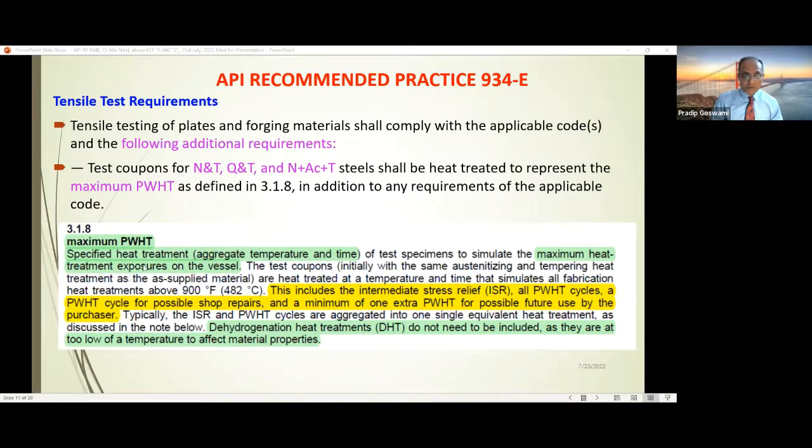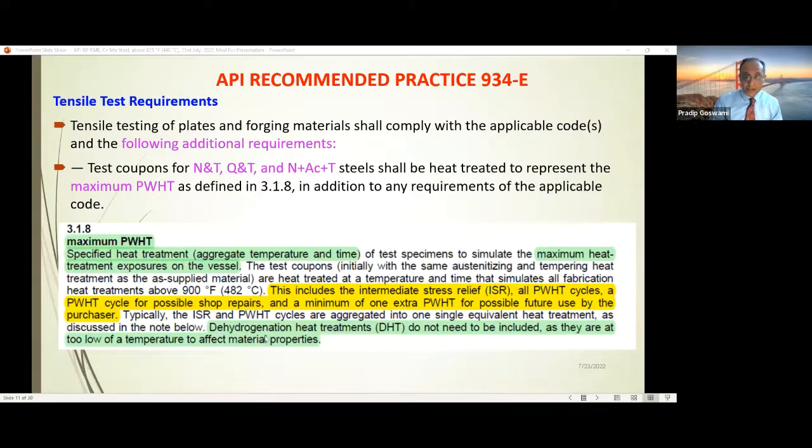What is the maximum post-weld heat treatment defined by this specification? It specifies the heat treatment, that is, the aggregate time and temperature of test specimens, to simulate the maximum heat treatment exposure of the vessels. The test coupons, initially with the same austenitizing and tempering heat treatment as the supplied material, are heat treated at a temperature and for a time that simulates all fabrication and heat treatment above 900 degrees Fahrenheit. This includes the intermediate stress relieving and all post-weld heat treatment cycles, et cetera. So you can see this is a very broad definition, but each and every line is important.